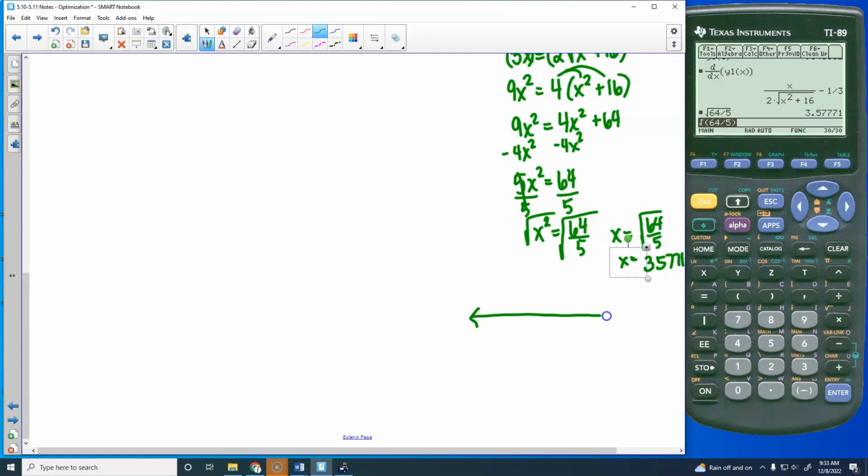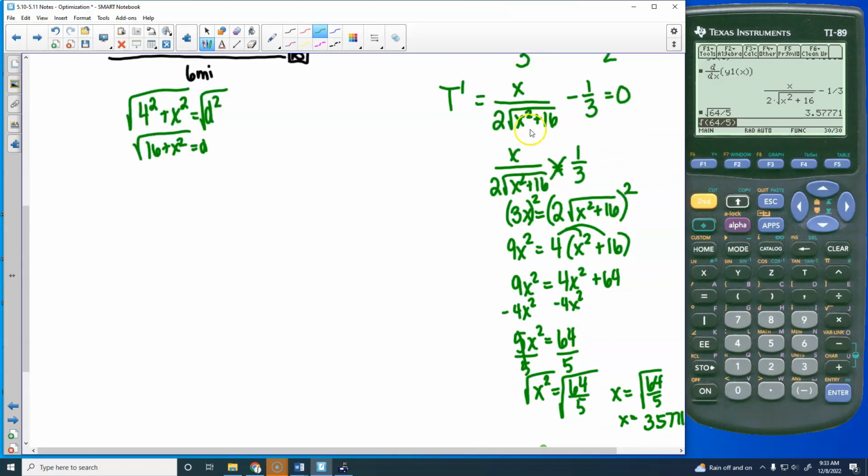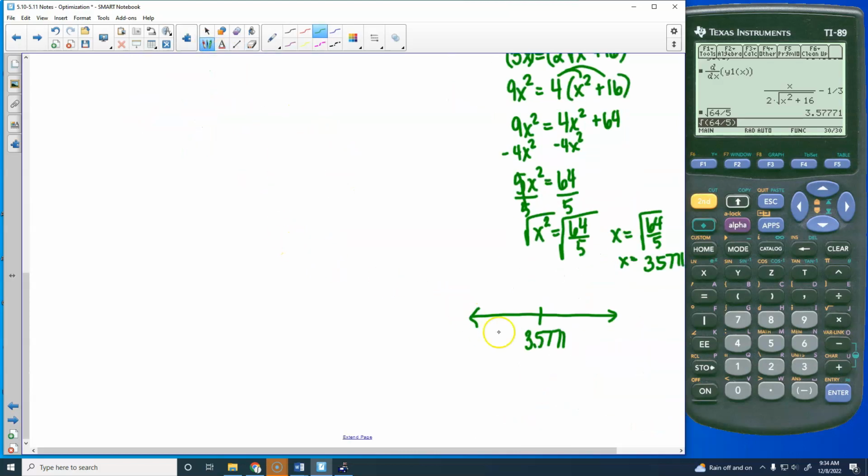Now, more than likely, that is going to be our minimum point. But you can plug a number back into the derivative to see that for sure. So if we plugged in like a 1, actually 1's not great. 3.57771. Actually.